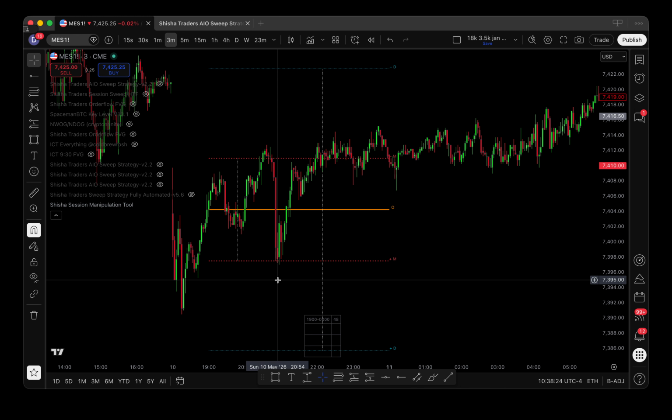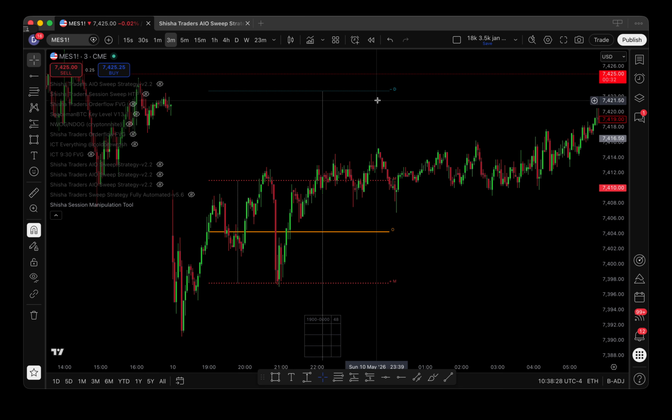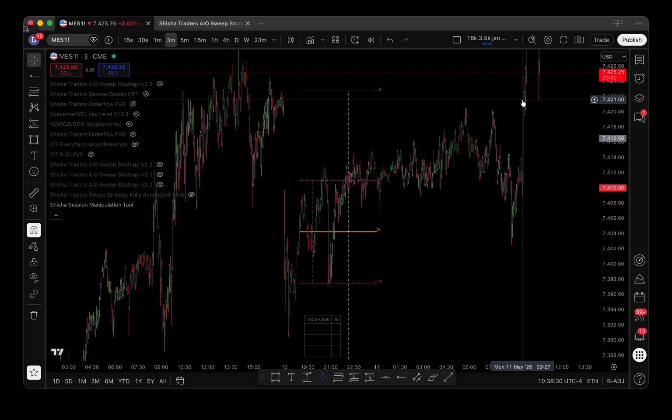You could have done the opposite as well. You could have taken manipulation down, got Josh right here, and targeted distribution. You got it right there by 9 a.m., by market open.